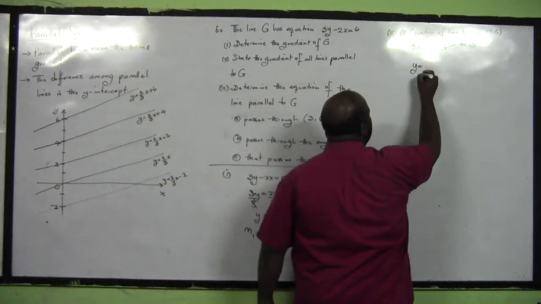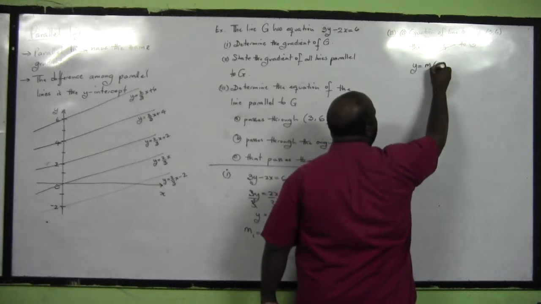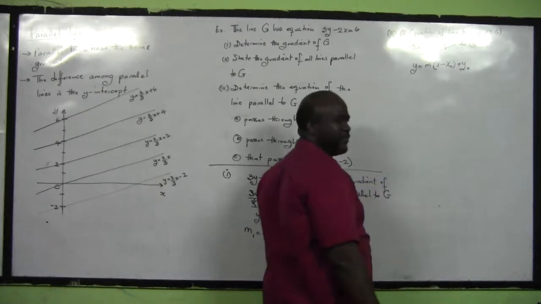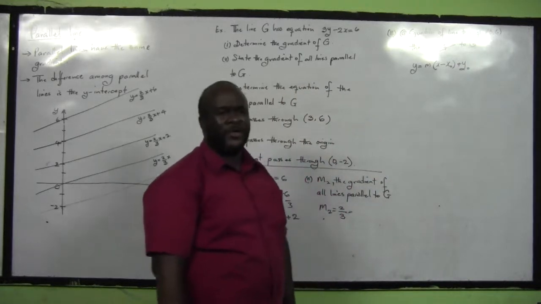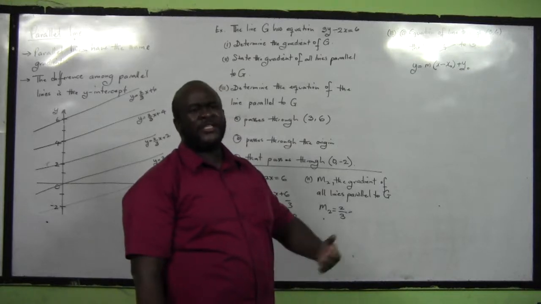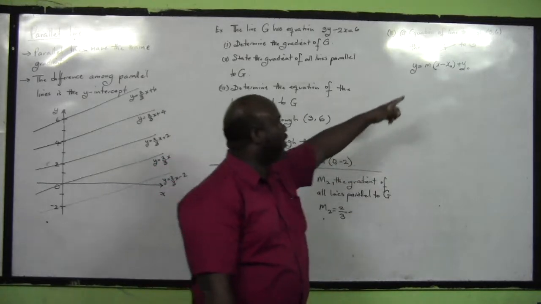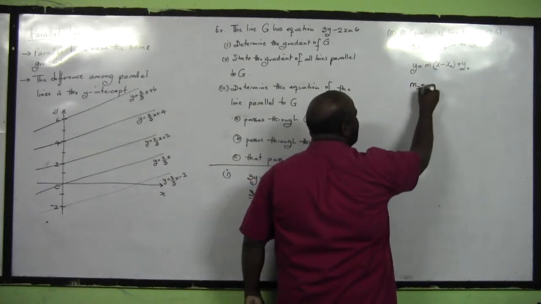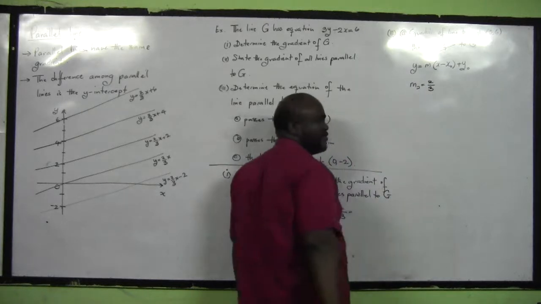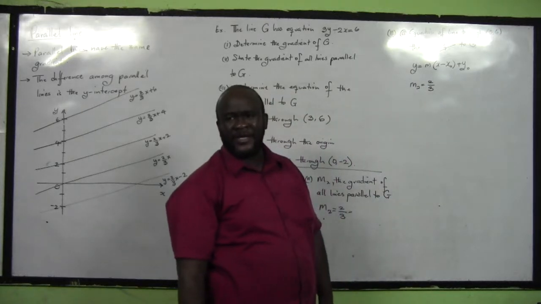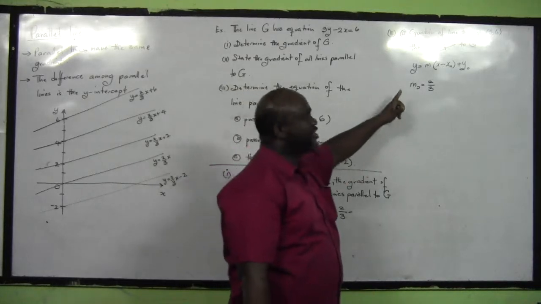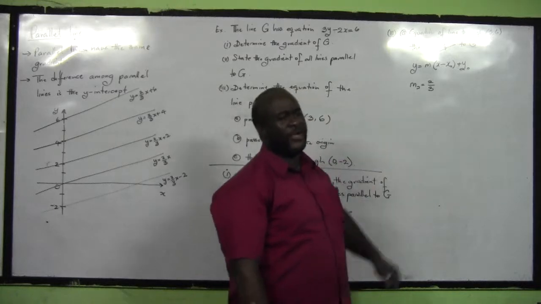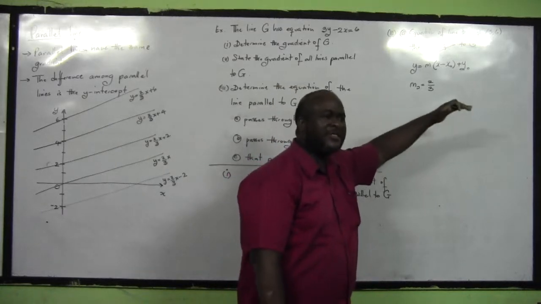y is equal to m into x minus x naught, plus y naught. That's the equation. Alright? What do we know about this line? We know that it's not G. We know that this line is what to G? Parallel. So what will be the gradient of this line? 2/3. Why? Because parallel lines have the same gradient. So if the gradient of G is 2/3, the gradient of this line is also 2/3.